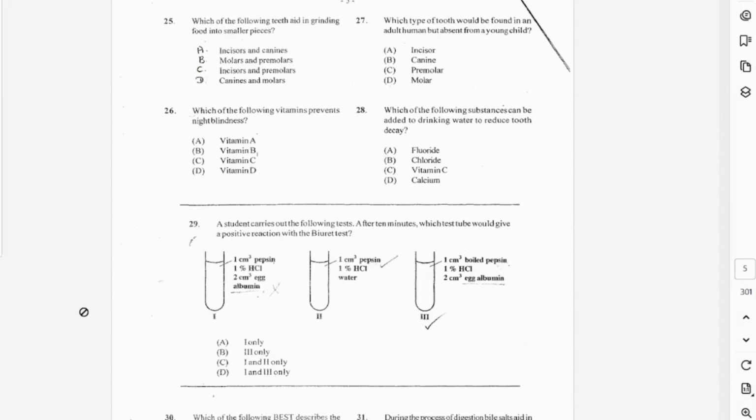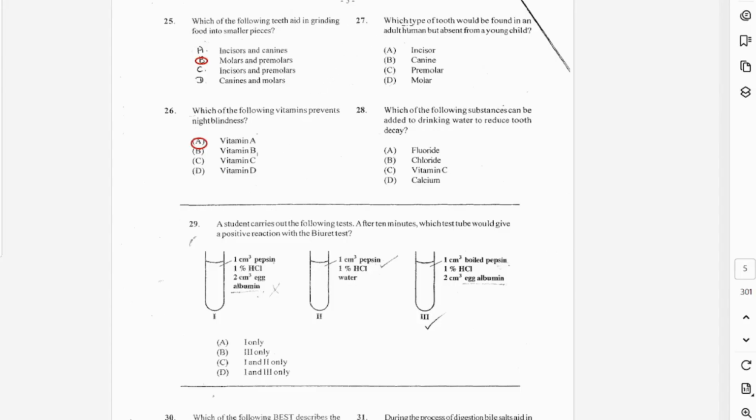So number 25. Which of the following teeth aid in grinding food into smaller pieces? The answer would be B. Our molars and premolars. Number 26. Which of the following vitamins prevents night blindness? That would be A. Vitamin A.